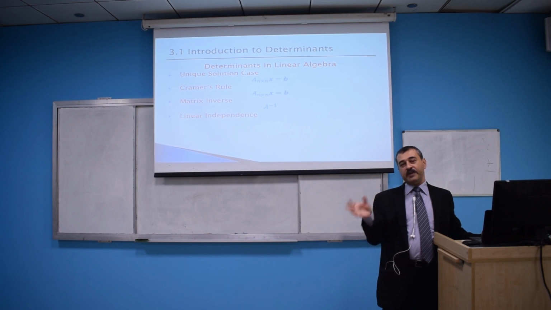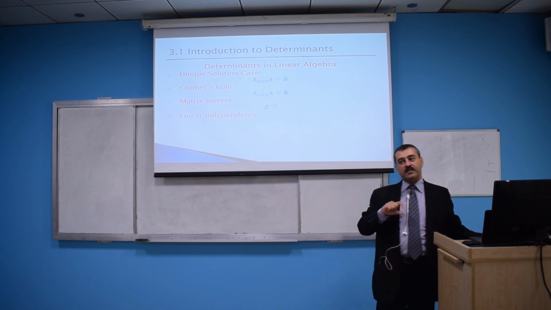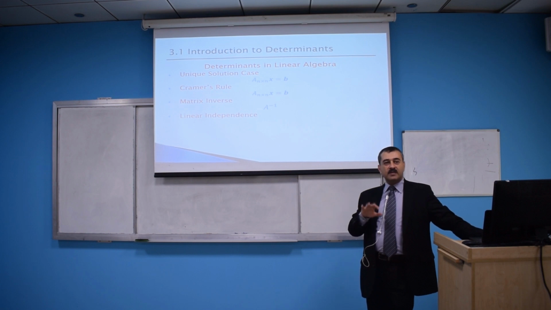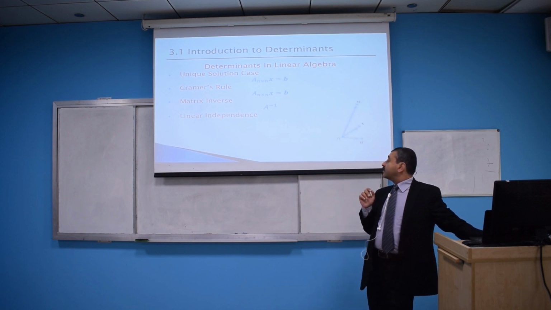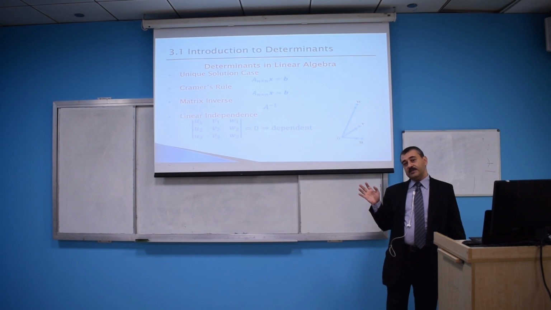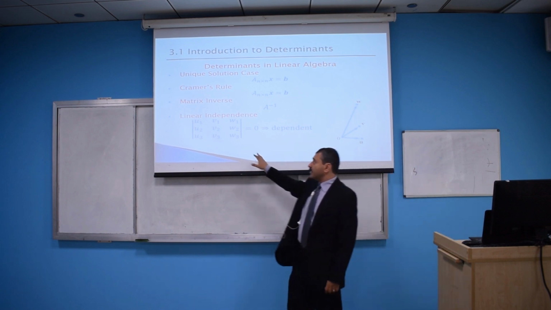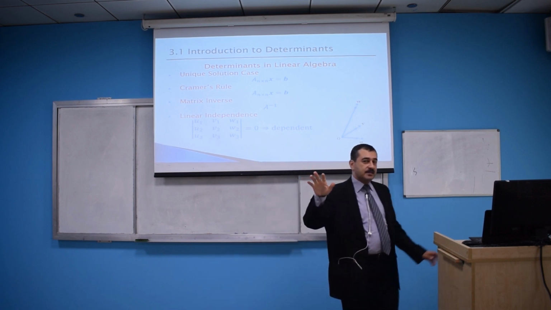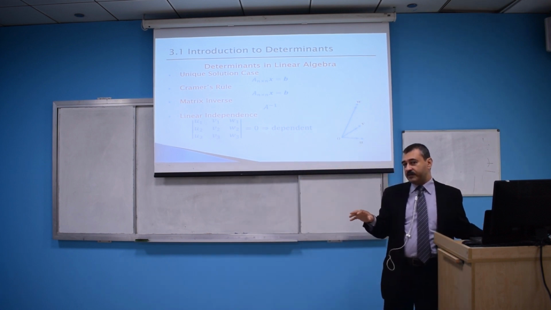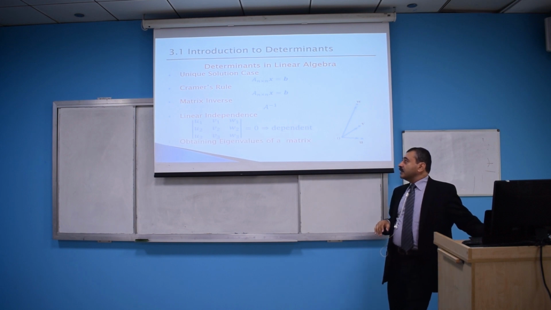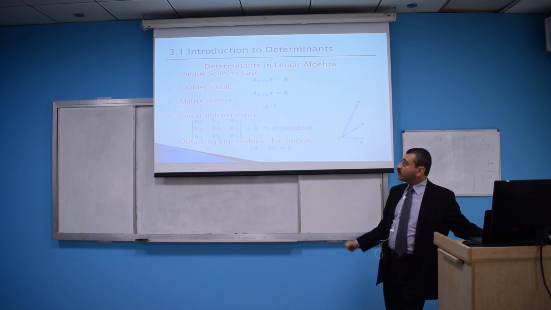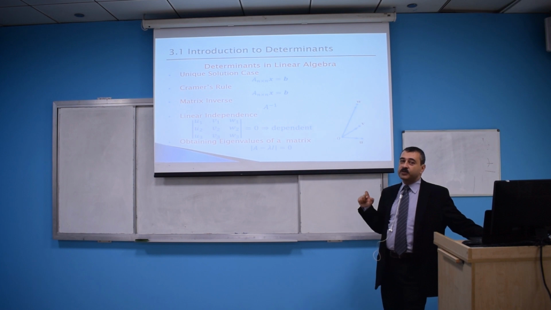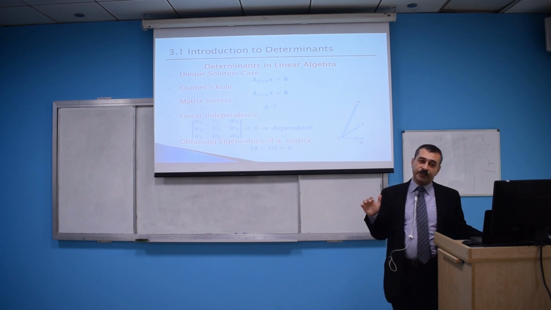If you have a number of vectors equal to the number of entries in the vectors, like 3 vectors in R3, you can check the independence using a determinant. We will prove this: if the determinant containing the 3 vectors equals 0, then you can say that there is a linear dependence between the vectors. And in chapter 5, we are going to use determinants to find what are called the eigenvalues of a matrix. So these are some applications of determinants in linear algebra.